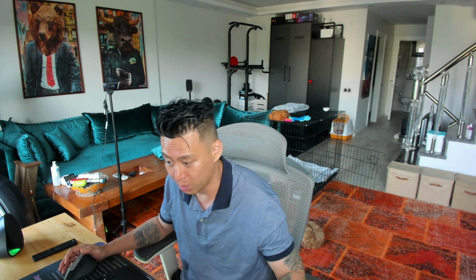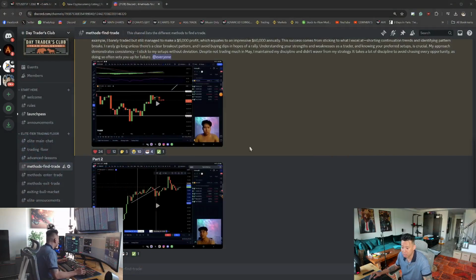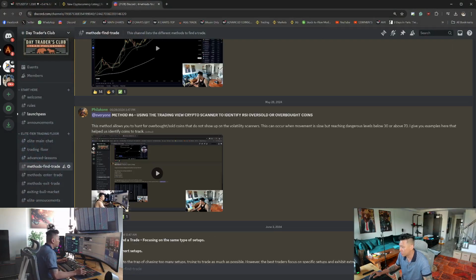So if you guys don't know, I'm changing things up for the next 10 days at least. I'm going to be day trading with you all and hunting aggressively for coins to trade, using the methods found over here. These are the five. These are all the methods.